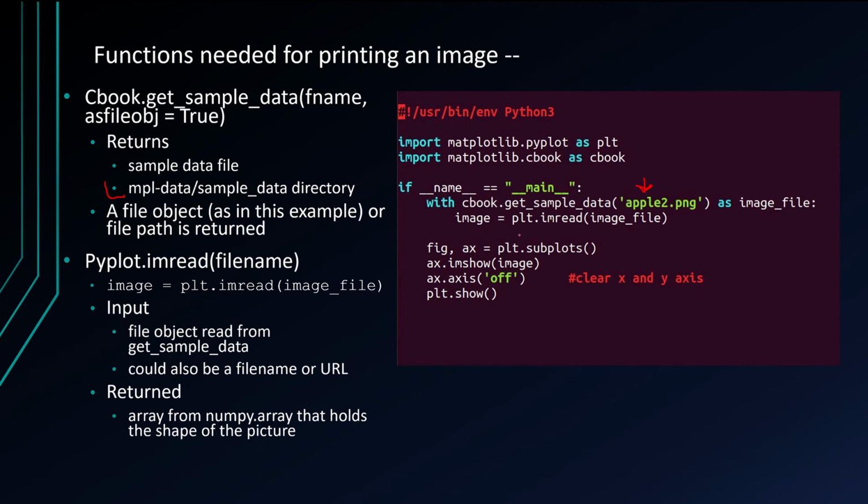The next function that we have is plt.imread, and it takes in this image file. Another input that could be taken besides the image file object could also be a file name or a URL. What is returned is a numpy array that holds the shape of the picture. So this is going to be stored here in our image, which is really a numpy array that's holding the shape of this picture.